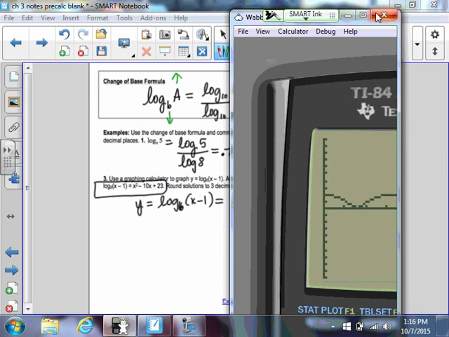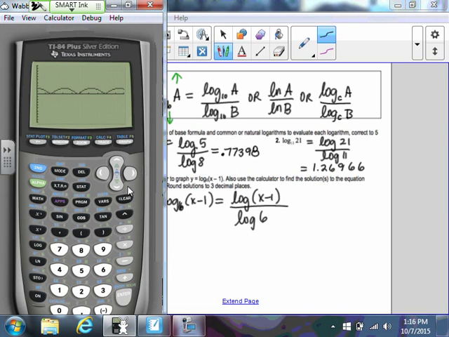You can't do a log base? I don't know if this calculator on here has log base. I'll look. Okay. So math, go down pretty far. Oh, yep, this one does have log base. So I can do log base, and then you put the 6 in, and then you go over to x minus 1. And we hit graph.